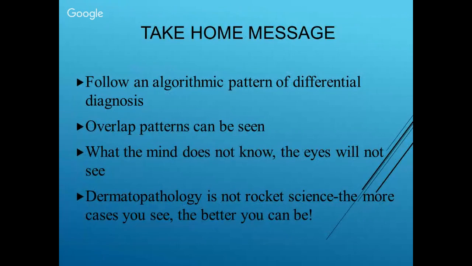So what is the take-home message? You have to follow an algorithmic pattern, then develop a list of differential diagnoses. If you do that, dermatopathology is not going to be that difficult, because then you're limiting yourself to a very small number of differential diagnoses if you follow that pattern. And remember, there can be some overlap patterns. And then, like I keep stressing, you have to know to see the condition actually. And then it is not rocket science. The more cases you see, the better you're going to become actually. It's only repetition that is going to make you a good dermatopathologist.